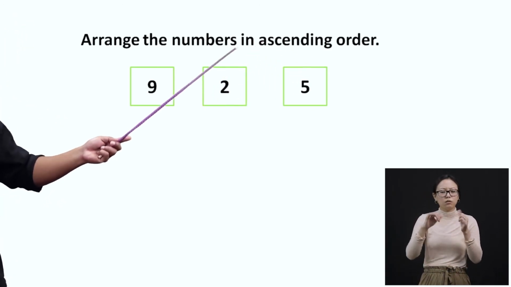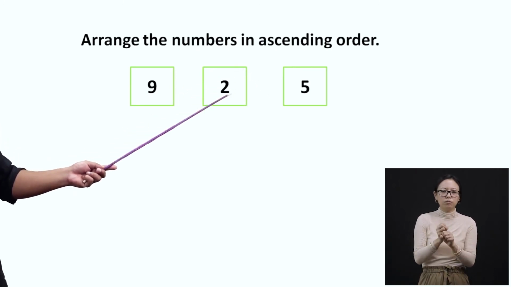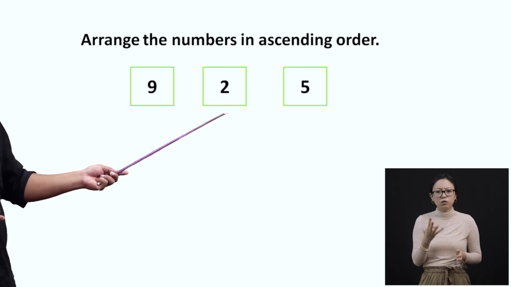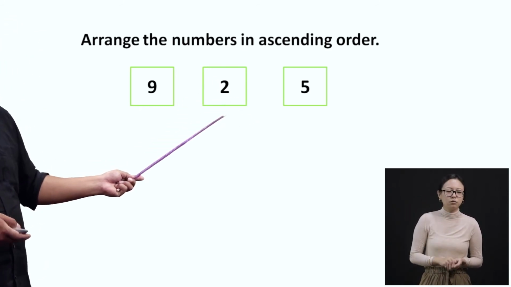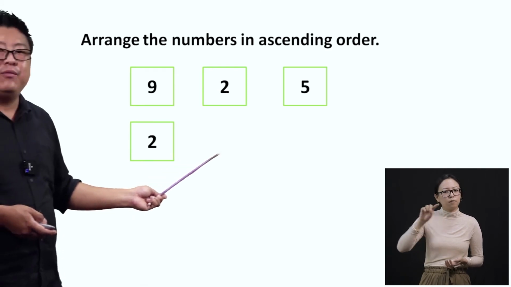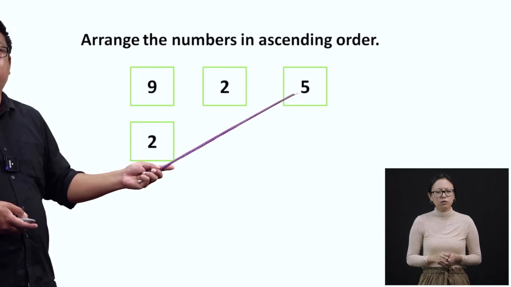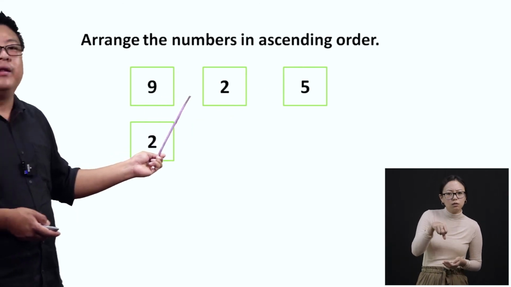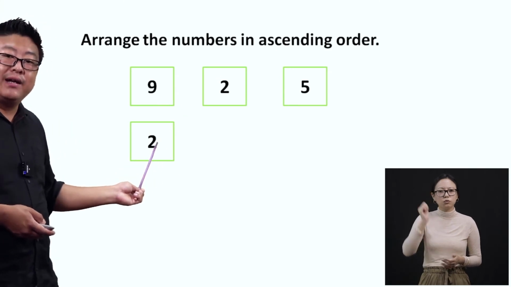Now, to begin with, let's identify the smallest number here. Yes, if you look carefully, you will see that 2 is the smallest number here, isn't it? So we will take 2 first, and after 2, we will see which number, 5 or 9, is smaller. Now we know that 5 is smaller than 9, but bigger than 2.